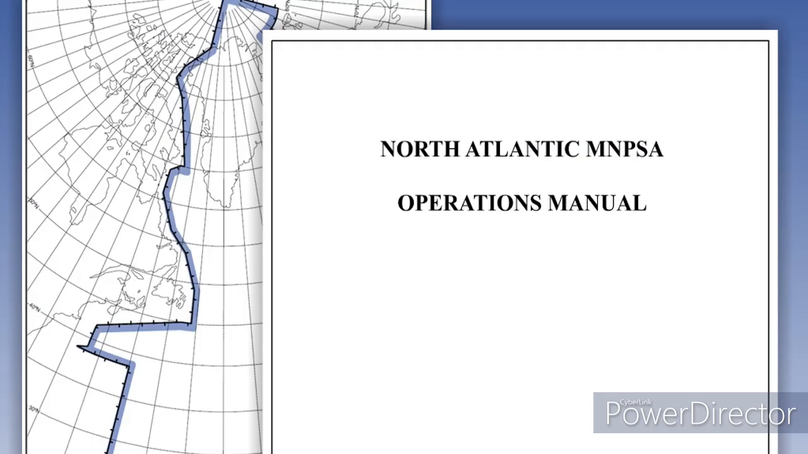In this lesson, we have covered all the basic knowledge required for operations across the North Atlantic, and in particular the area known as the Minimum Navigation Performance Specification Airspace. The detailed knowledge is contained in the NAT MNPSA manual, which is used by all operators flying across the North Atlantic.